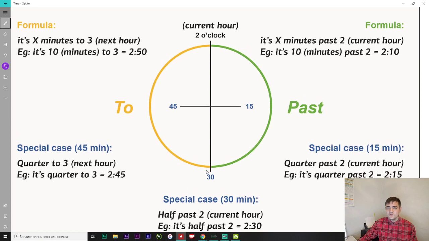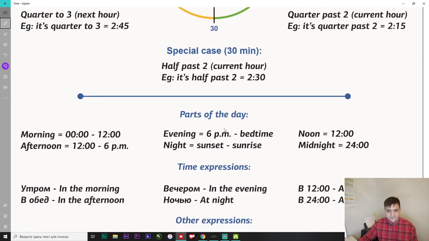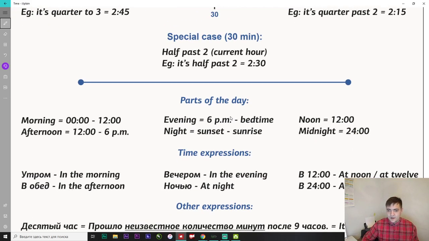If you guys have no questions, I can see no comments here, so you have no questions, I guess. Well, let's move on next. In the next section, we have parts of the day. Части дня. Alright? So how do we express it?